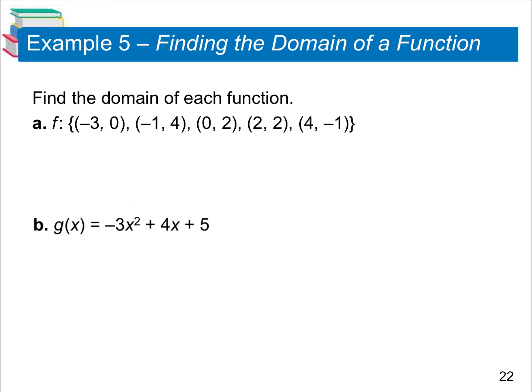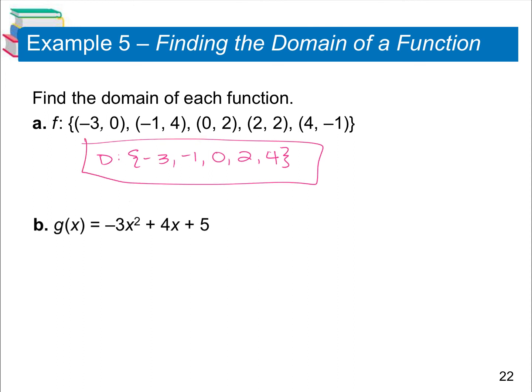If we look at example A, it tells you to find the domain of the function given the ordered pairs of negative 3, 0, negative 1, 4, 0, 2, 2, 2, and 4, negative 1. Because this one is not an equation, your domain are just the x values from your ordered pairs. So you would give your domain are the values negative 3, negative 1, 0, 2, and 4. And they would go into those brackets like you see there.